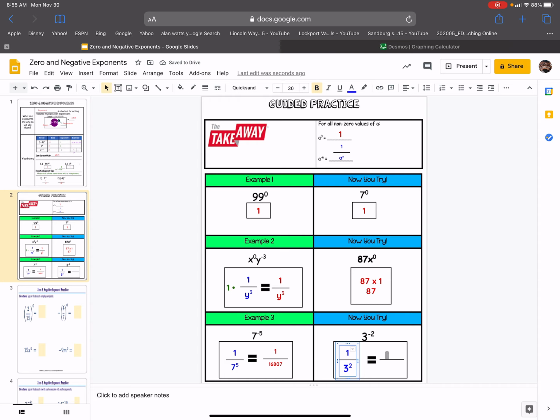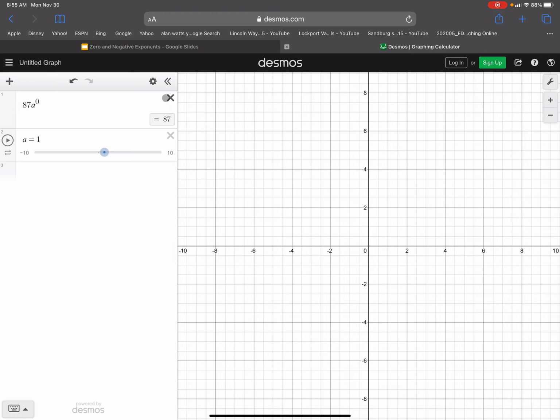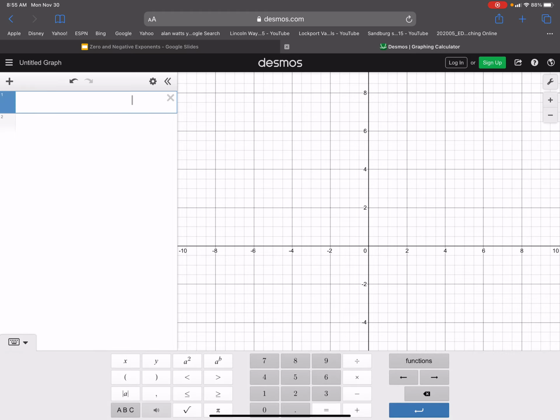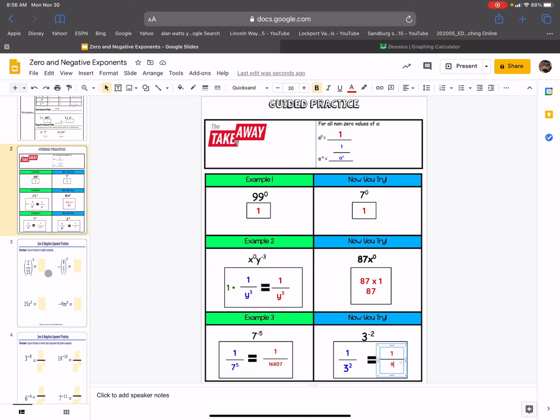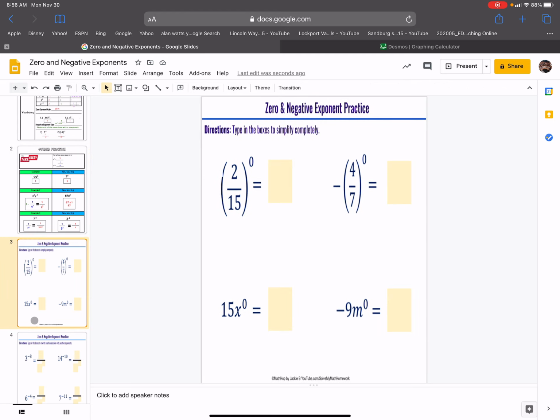And 1 over 3 to the second power would just be 1 over, and let's figure out what 3 to the second power is. So we'll go to Desmos, and we already know what it is, but 3 to the second power is 9. So my final answer would be 1 over 9, because I can solve 3 to the second power. So again, this is just different variations of what we're learning. I'm going to go ahead and do one from a couple slides, just so you have it.